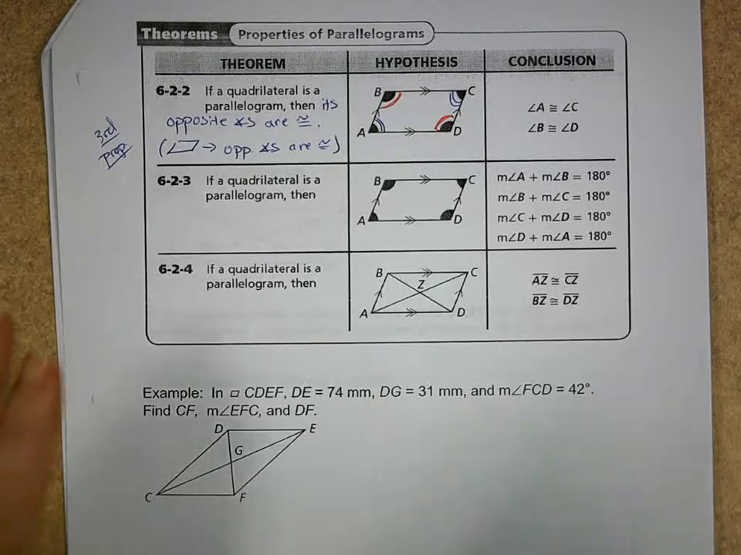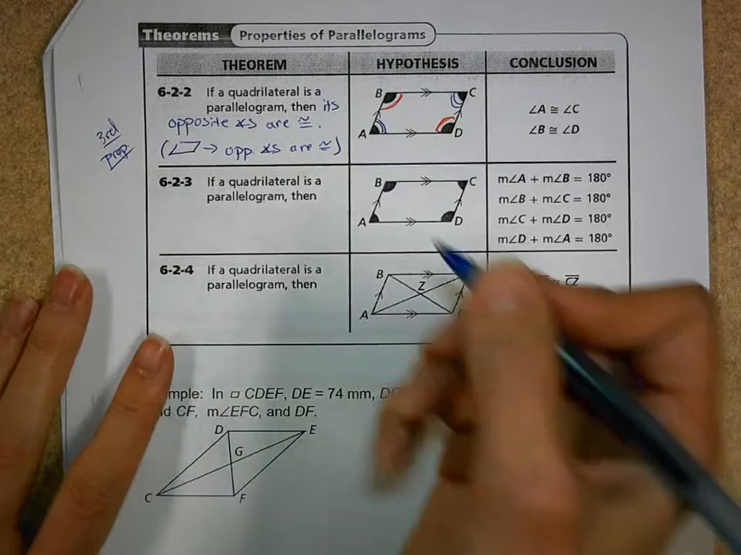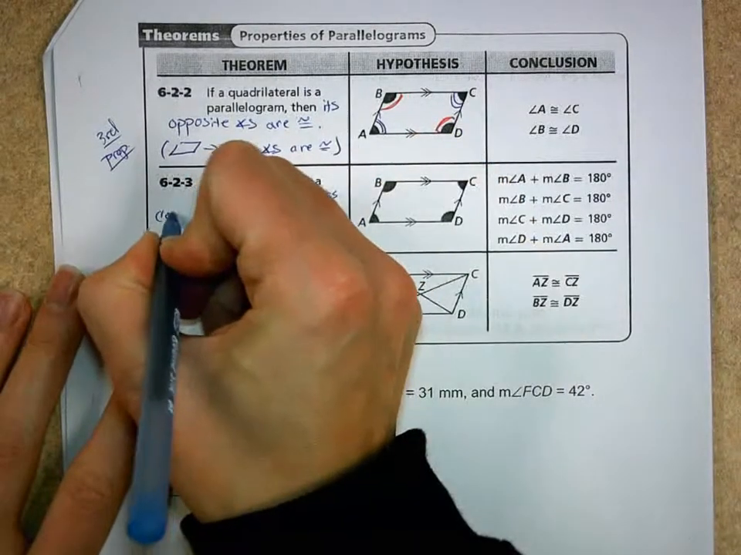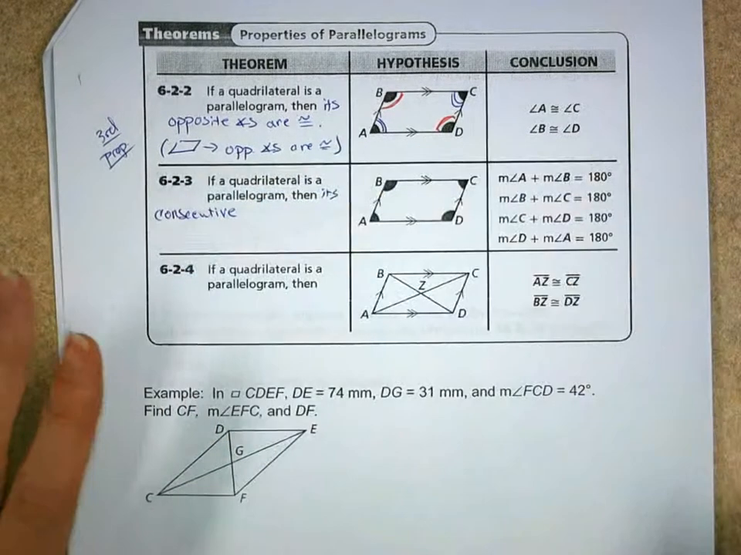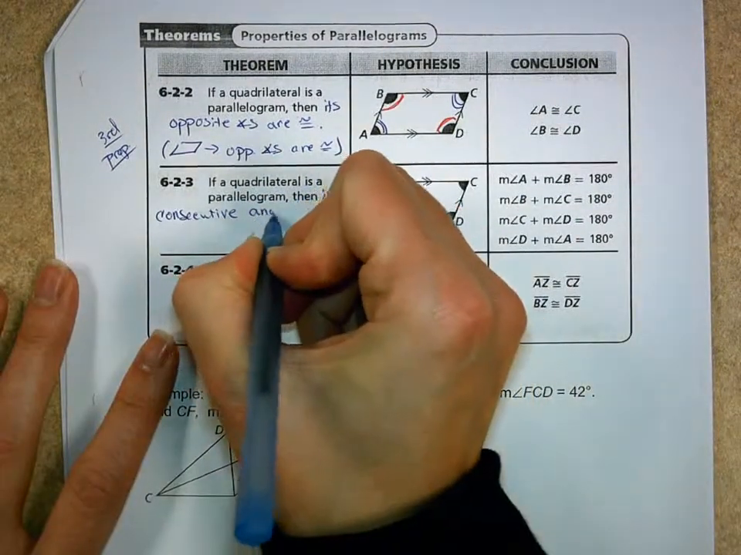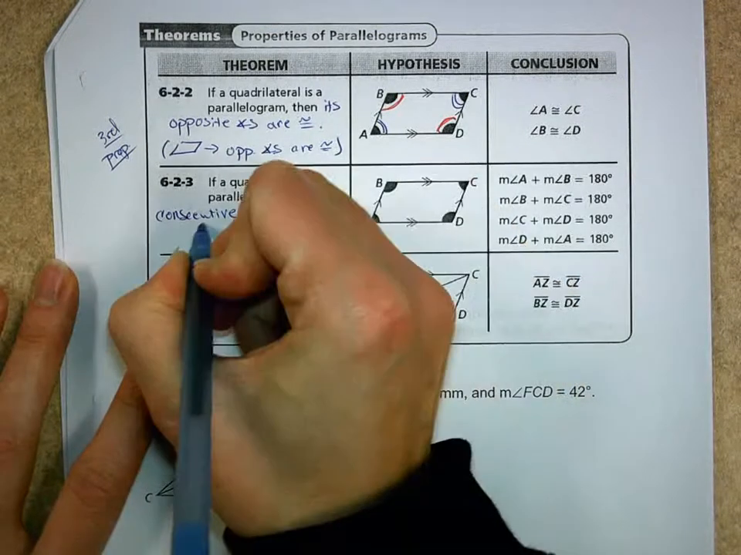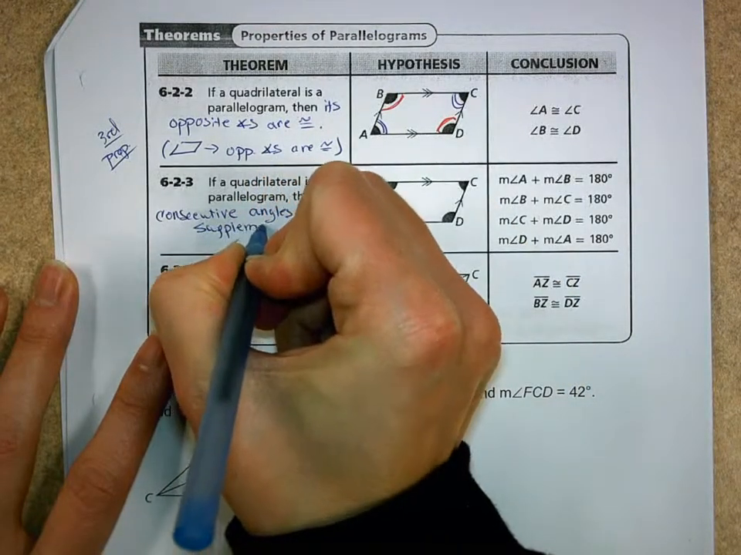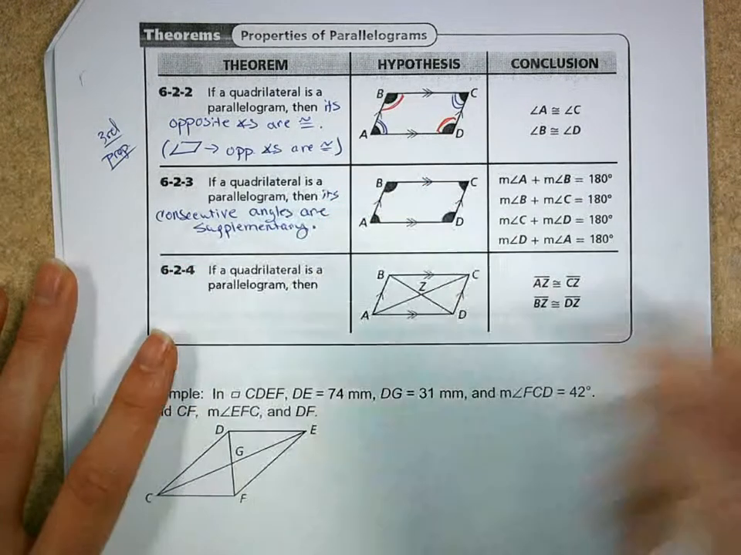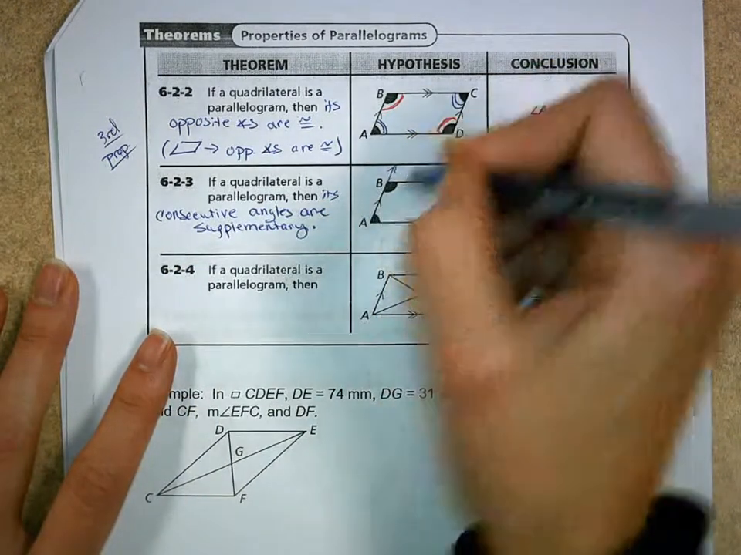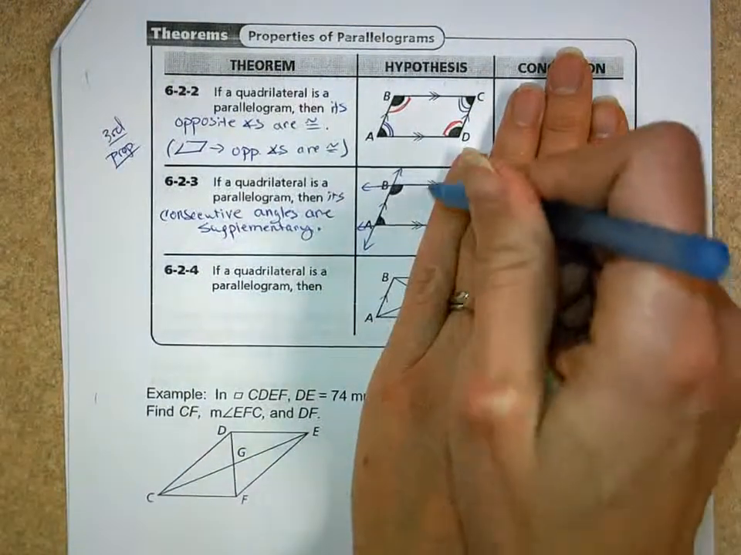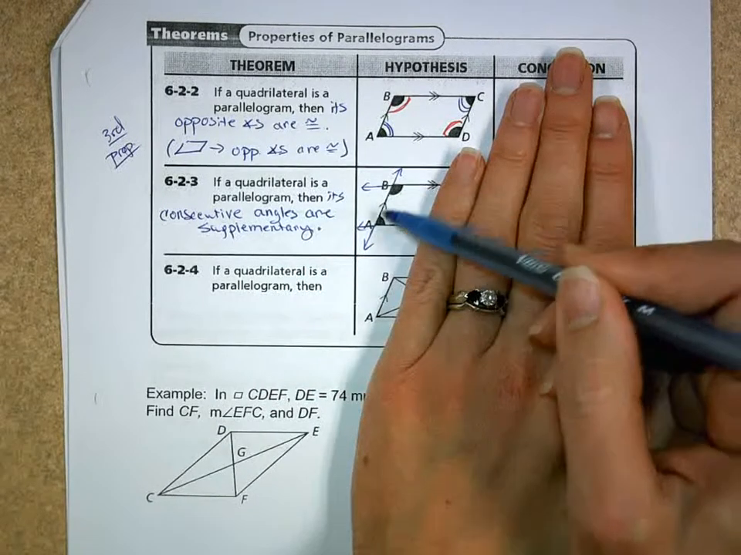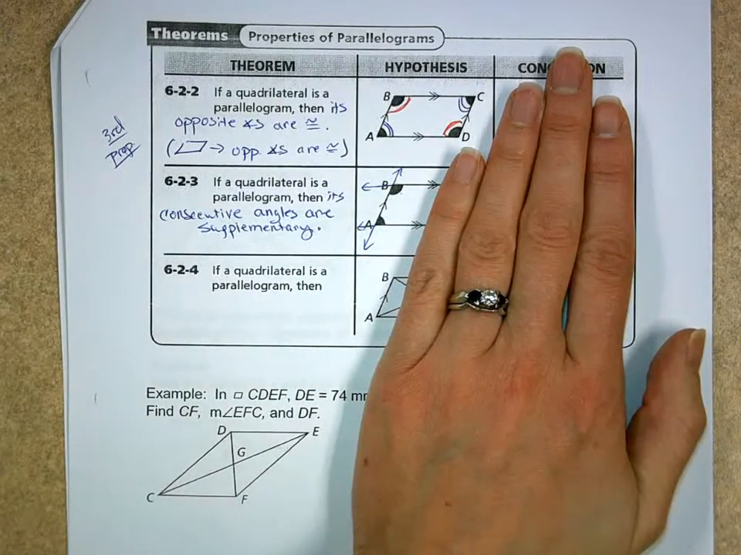If a quadrilateral is a parallelogram, then its consecutive angles are supplementary. Now the reason why this works is because of same side interior angles. Because if I was to extend one of the sides, do you guys see the pair of parallel lines with my transversal? Those are same side interior angles. Same side interior angles are what? Same side sup. That's right.